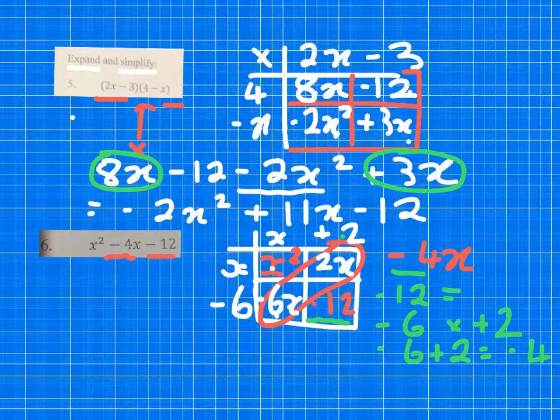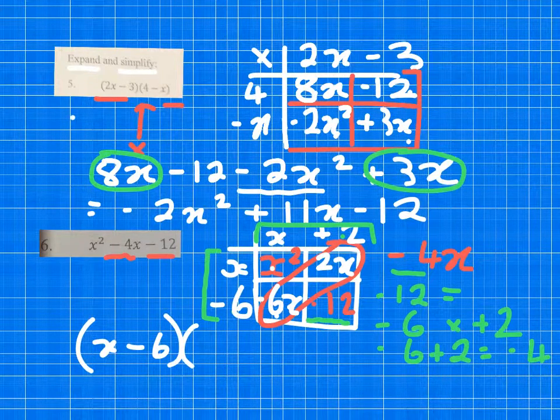The two sets of numbers that are multiplied together to make this, on one side we've got x minus 6, on the other side we've got x plus 2. So if we want to factorise x squared minus 4x minus 12, we have x minus 6 on one side of the rectangle and x plus 2 on the other side of the rectangle. You can use the method of FOIL to solve this problem as well.